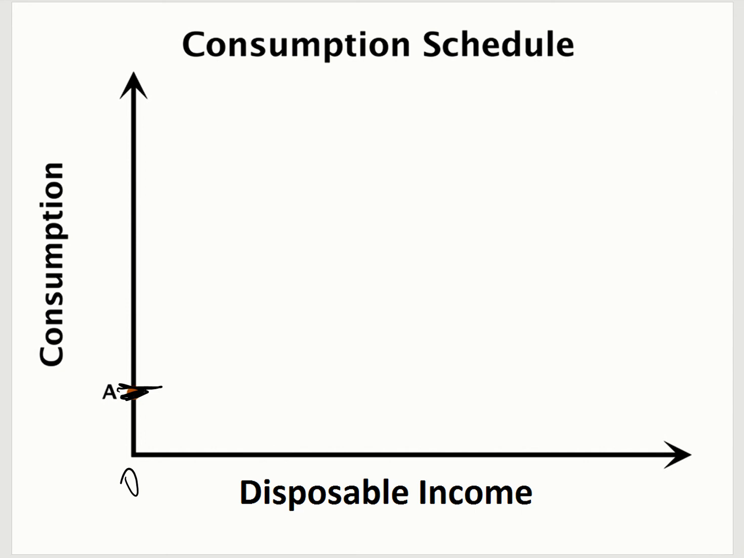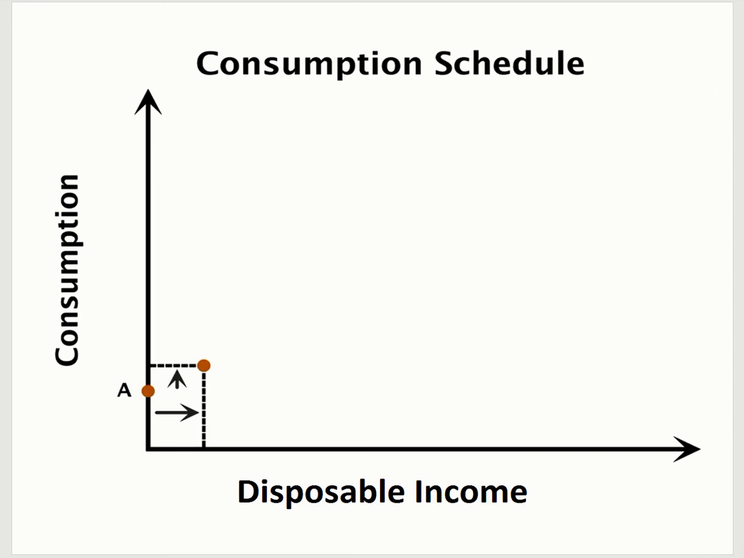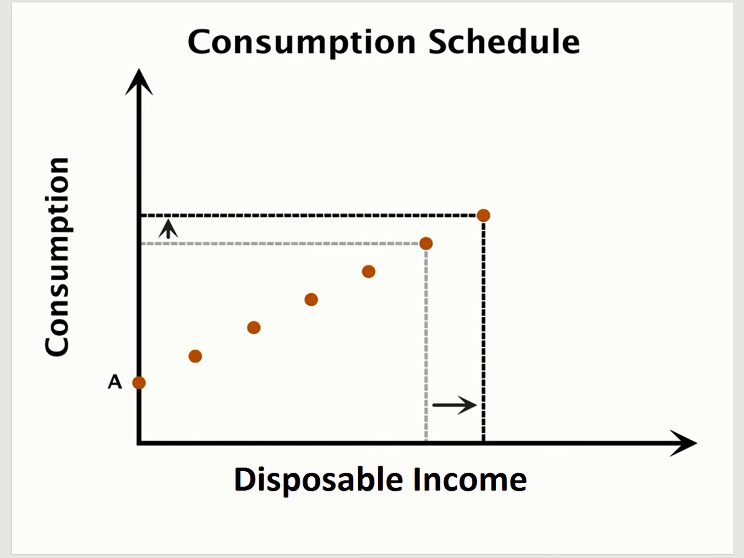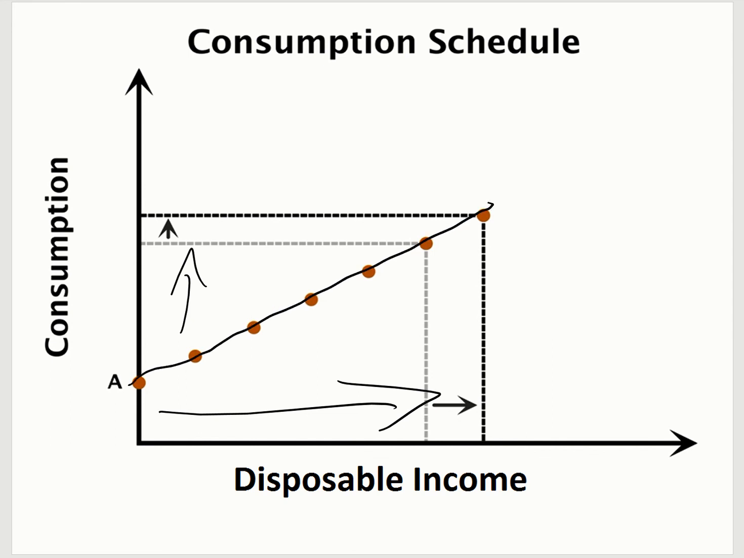And then as your income increases, income goes up a little bit, and then consumption goes up a little bit. So if you keep doing this, income goes up, consumption goes up, and then you have this nice little line over here. Now this line is called a consumption schedule. The consumption schedule measures how much your consumption changes as your income increases. That's called the consumption schedule.